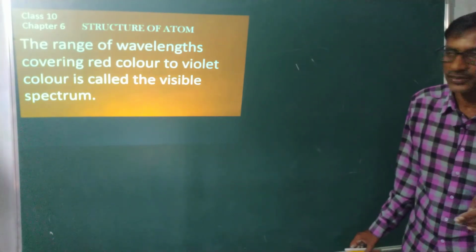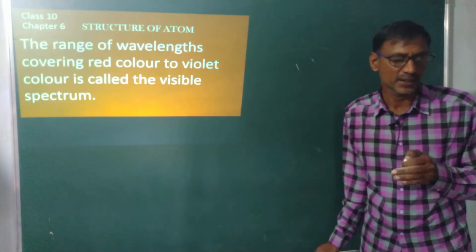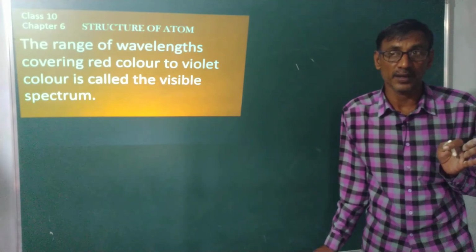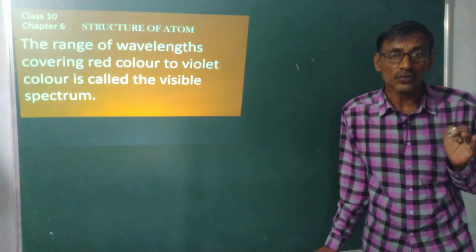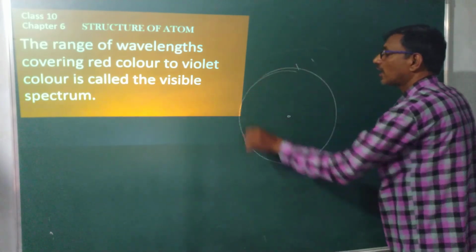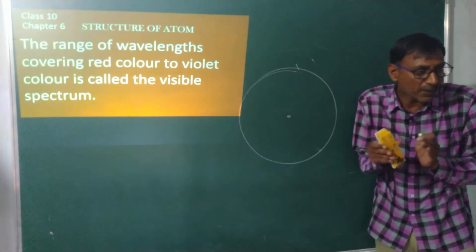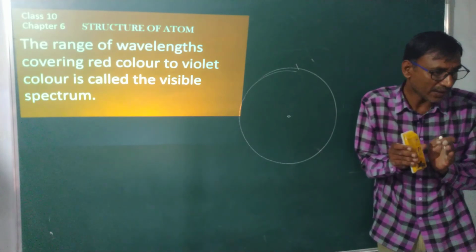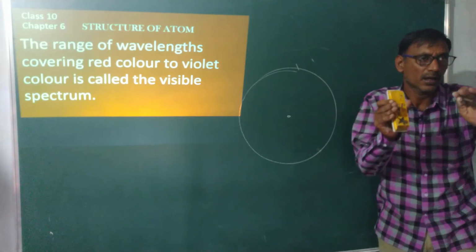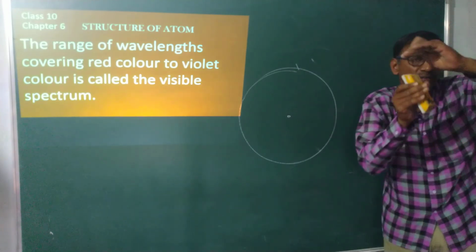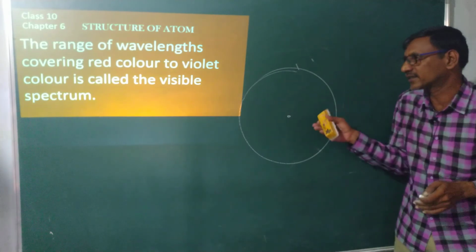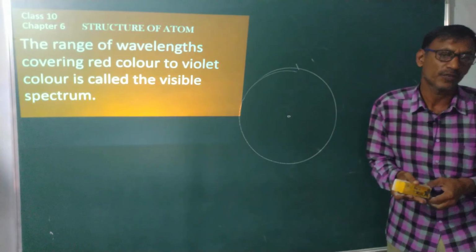In the next class, I will show you some spectrums and we will go to the next part. Very important, we have to discuss the electrons revolving around the nucleus in different areas. They revolve in particular areas around the nucleus. Those areas we can discuss in the next video. Okay?